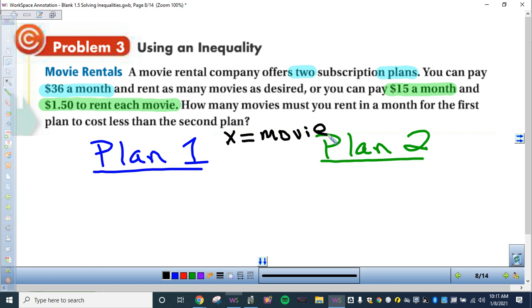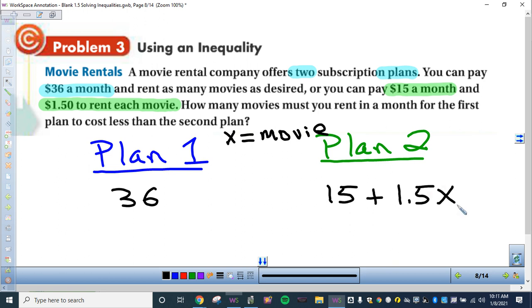Now we've got to write the equation. So plan 1, they just told us it's $36 a month. Plan 2, I'm purposely leaving the inequality out for now. I think that's some of the failure you guys have with these story problems, is you want to write it all right away. Just write what you know and then figure it out. You might screw it up and have to get your giant eraser out and erase, right? That'll happen. So 15 plus $1.50 for each movie.